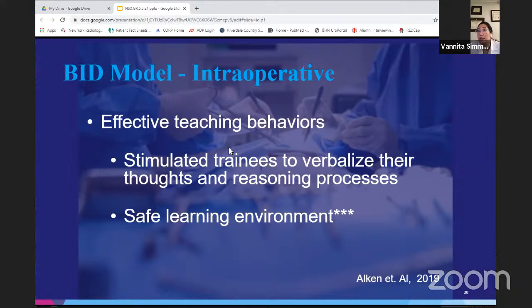It also gives you, the teacher, an opportunity to assess where they're at. Do they know what they're talking about? Some other questions that you can ask during surgery are, what instrument do you want next? What's your next step? Why do you want to do that? Just very anticipatory questions to understand and assess if they have any learning gaps.